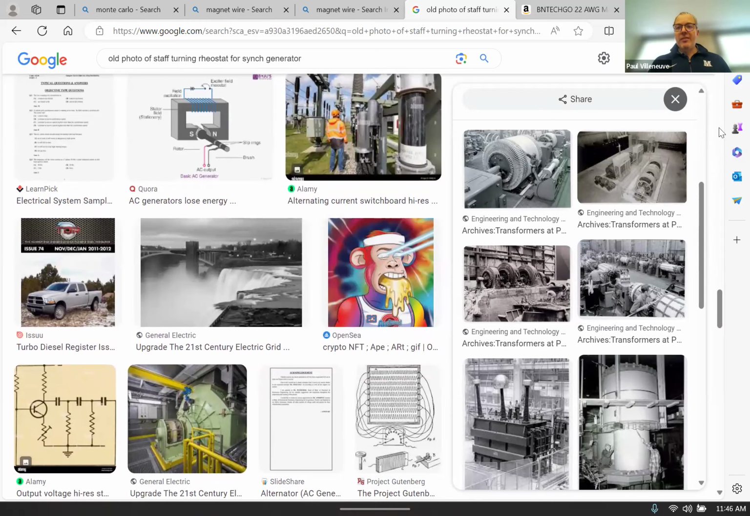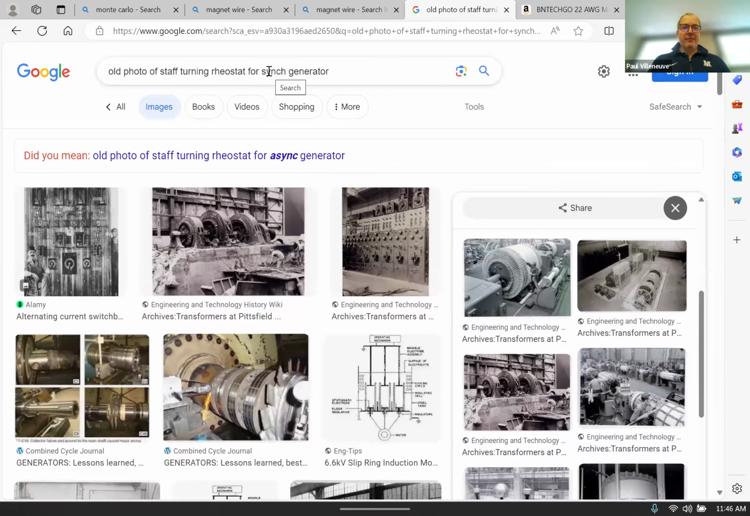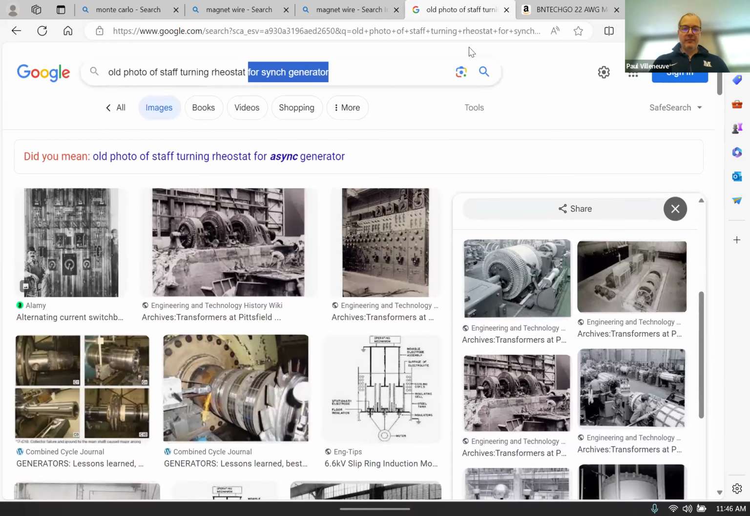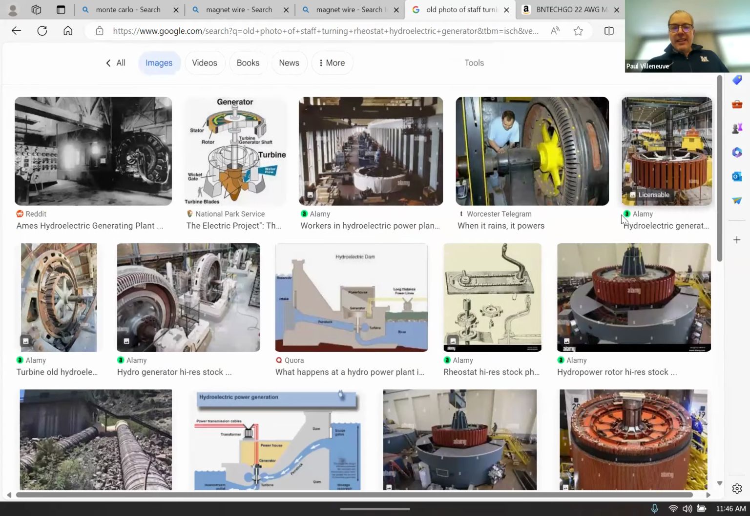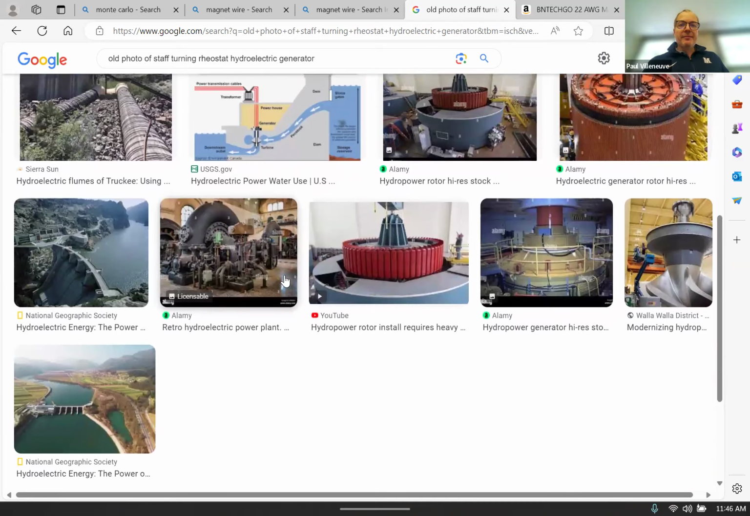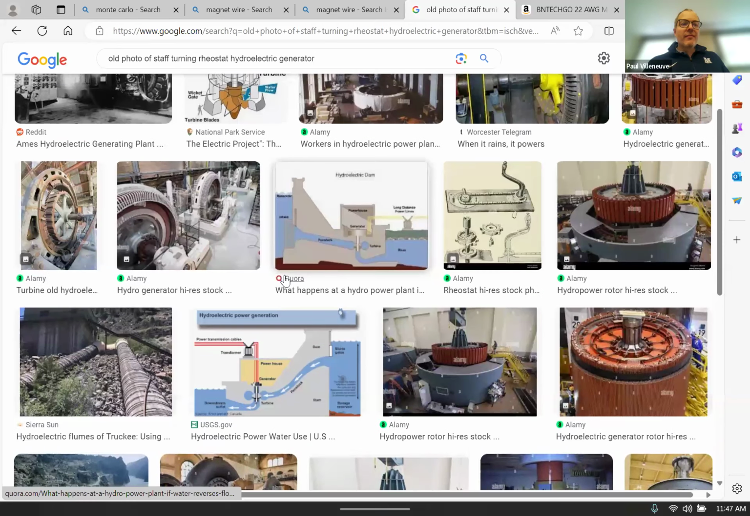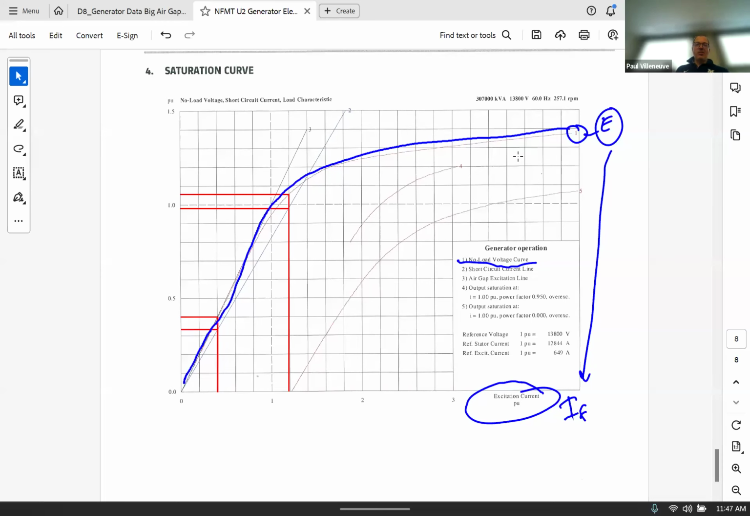Let me try a hydroelectric one, because those ones were a lot safer. That's cleaning it. I mean, these are old pictures. I guess you can't find anything. Yeah, you can't really see them. Sorry. But I remember seeing a picture a long time ago in a book where somebody was literally just adjusting it. So that's what you're doing over here.